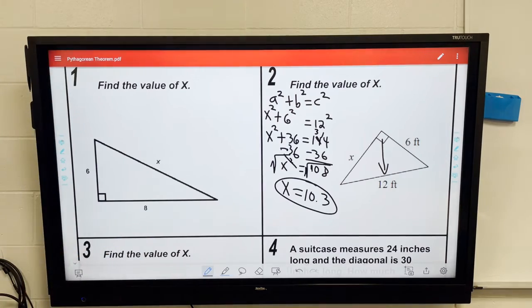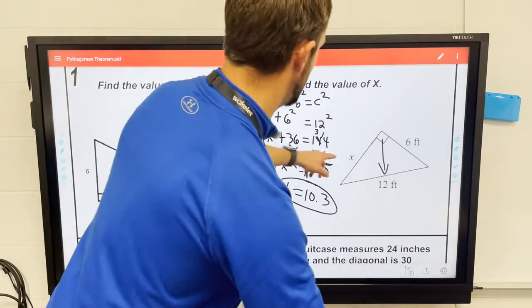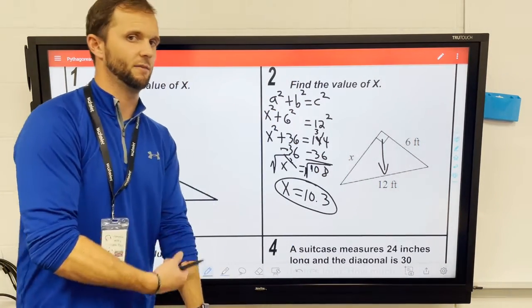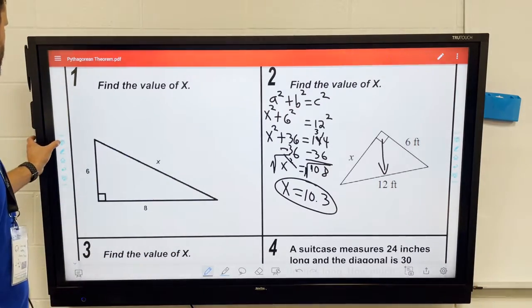So ladies and gentlemen, that is how you find the value of x whenever it is a side or a leg length, okay? Let's jump over to example number 3.